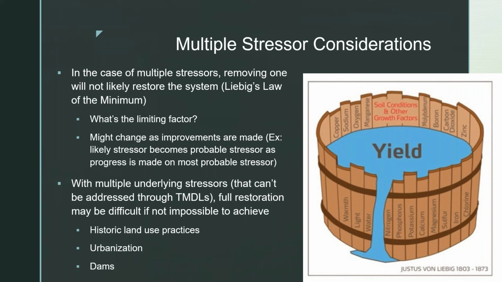This also means that in some cases, we've got some historic issues or some that are difficult to deal with and a TMDL really can't address, like historical land use practices, urbanization, the presence of dams. Those things may present a stress on benthic communities. And we may deal with other stressors, like maybe sediment and dissolved oxygen. But without addressing these particular stressors, we may not achieve full restoration of the ecosystem. So there's just another thing to keep in mind as we go through this process.